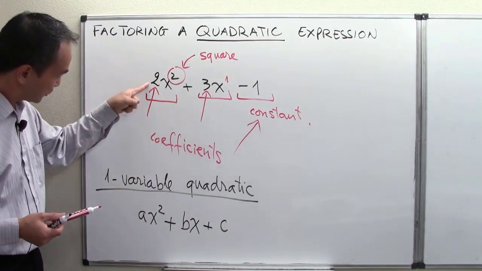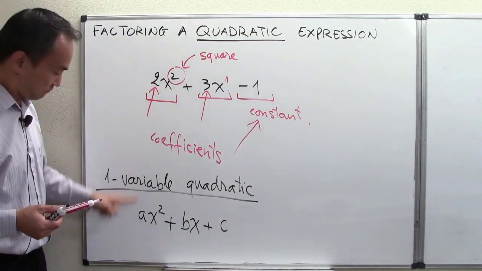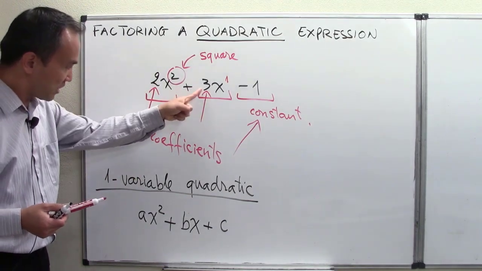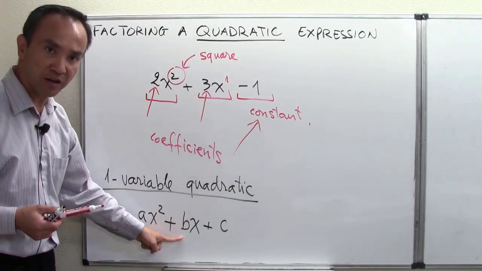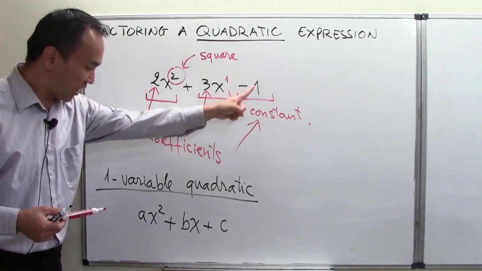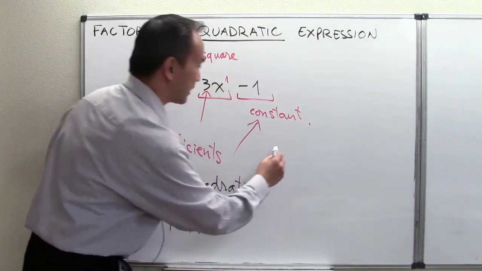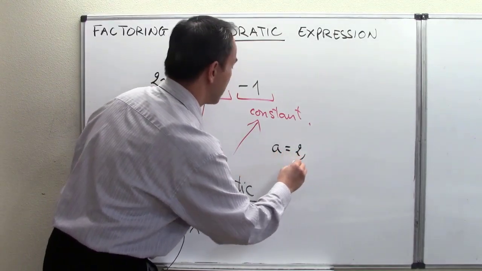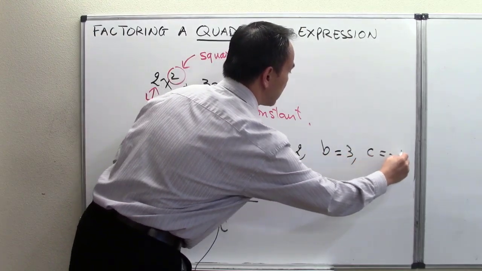In the quadratic that I brought up, the 2 is playing the role of the coefficient a. The plus 3 is playing the role of the coefficient b in our general form of a one variable quadratic expression. And then the minus 1 is the constant c. So in this particular one, you can see a equals 2, b equals 3, and c equals negative 1.